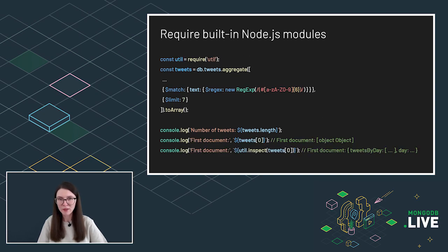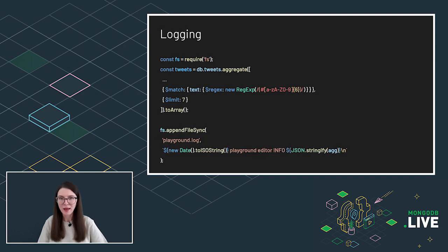Or you can require the built-in Node.js modules directly inside your playground. Here I use the util.inspect method to convert a JavaScript object into a string, the same way as I would do it in a regular JavaScript file. And here I use the fs module to log some information to the file. Console logs and loggers are great tools that you can use to debug your playgrounds or keep the history of playground changes.